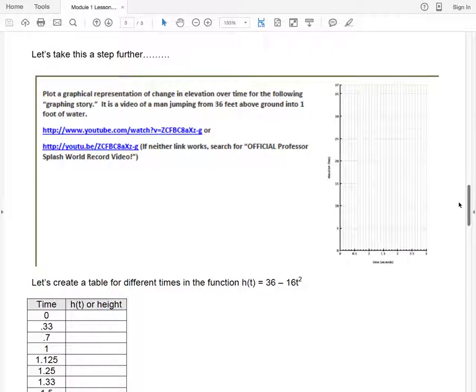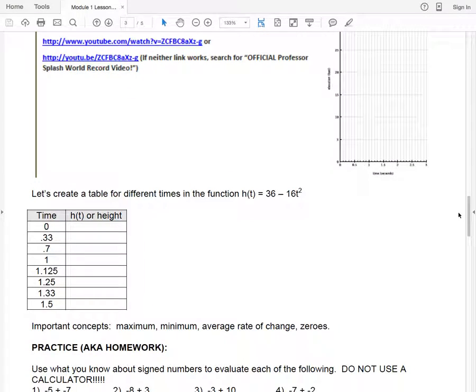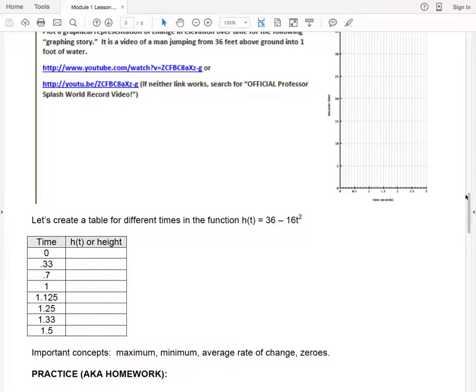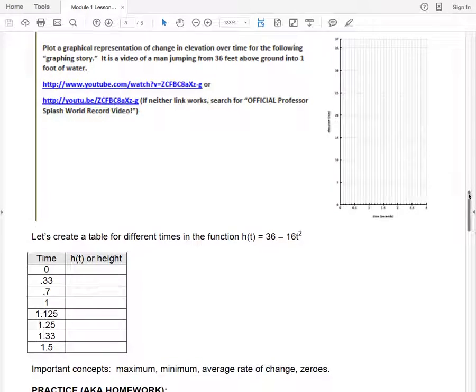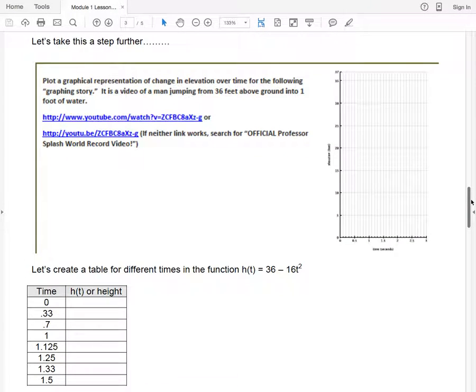Okay, let's take this a step further. Plot a graphical representation of change in elevation over time, following the graphing story. It's a video of a man jumping 36 feet above the ground into 1 foot of water. The guy jumps off, does a belly flop, and lands in a foot of water. That sounds like a bad idea. It's just risk versus reward, what's the point?